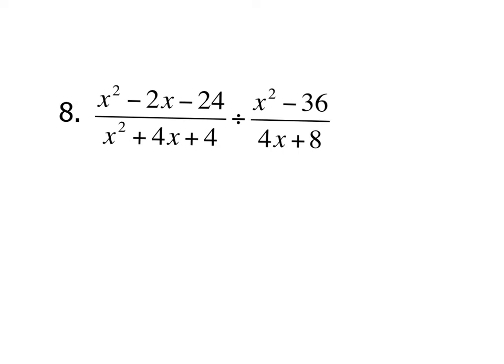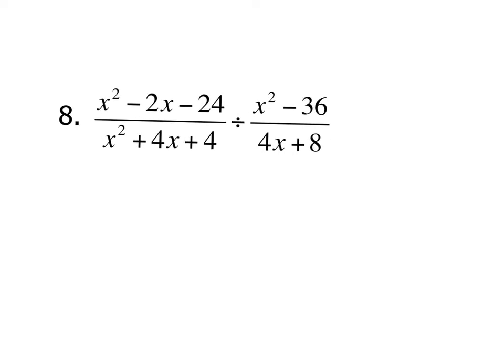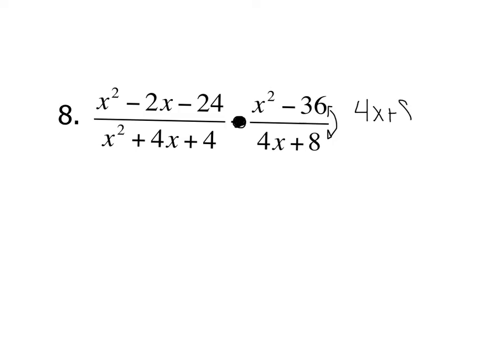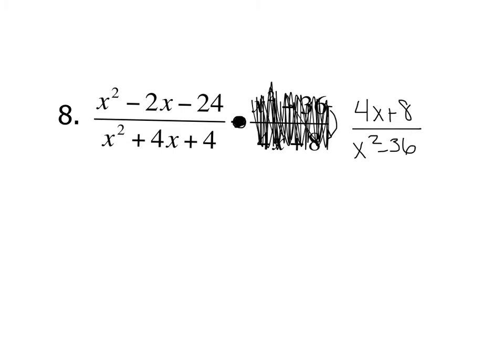So what I'm going to do is, because it's division, remember with division we can change it to multiplication. I'm going to change this to multiplication, and then we'll flip around our fraction so that now 4x plus 8 is on top, and then x squared minus 36. To not get confused, I'm going to cross this out now. I don't want anything extra confusing me here, so I'm going to cross that out.